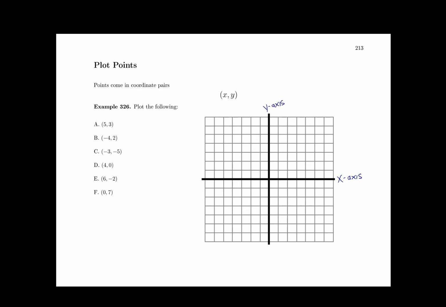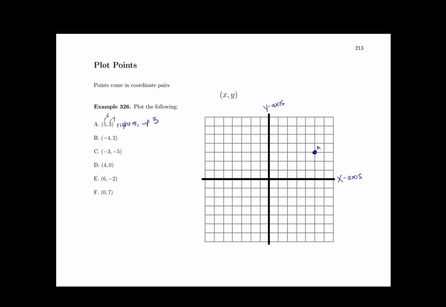So let's say we want to plot these points. If you look at the point 5, 3, this would be your x value, this would be your y value. So 5, 3 means we're going to go right 5 and up 3. So we go 1, 2, 3, 4, 5, 1, 2, 3. So this is the point A.